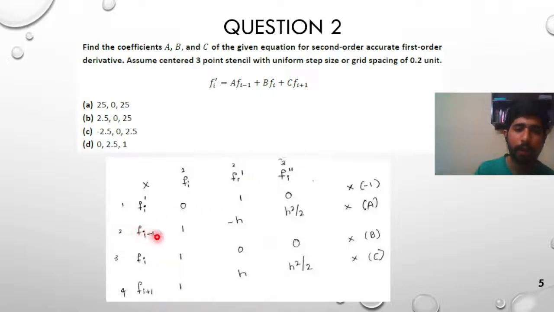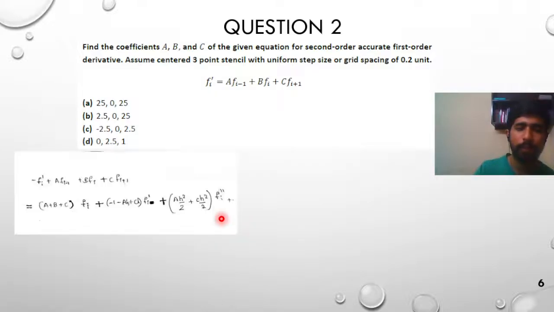Next I'll write down fi minus 1 is equal to 1 minus h, like the Taylor series expansion. Then I just add the LHS and add the RHS. Then you also end up with the same equation. I hope this method is understood.